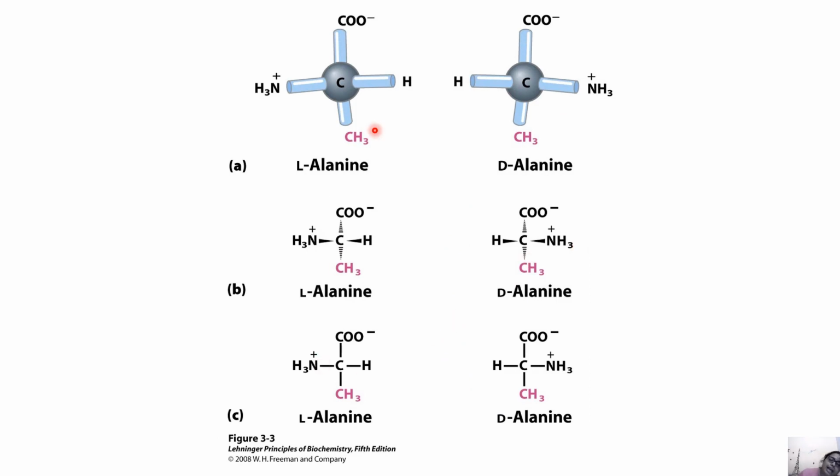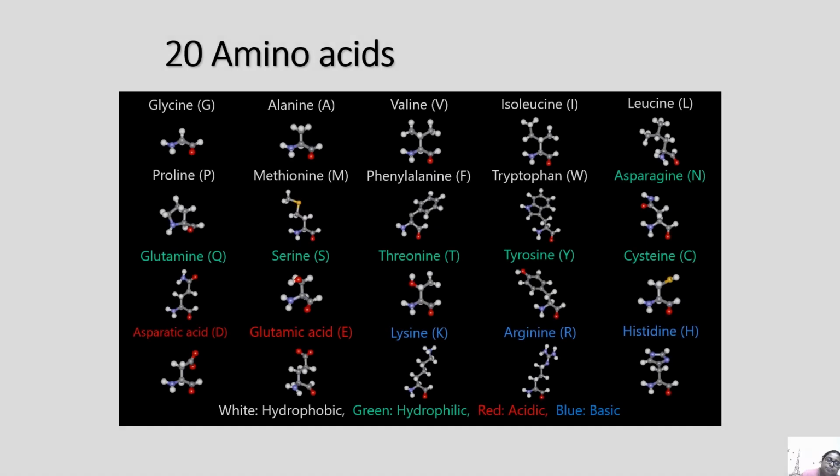So you see you have L-alanine and D-alanine. If you can see, this is the structure of L-alanine, but they are basically non-superimposable mirror images of each other. If you can see the different forms of the structure, L-alanine and D-alanine.